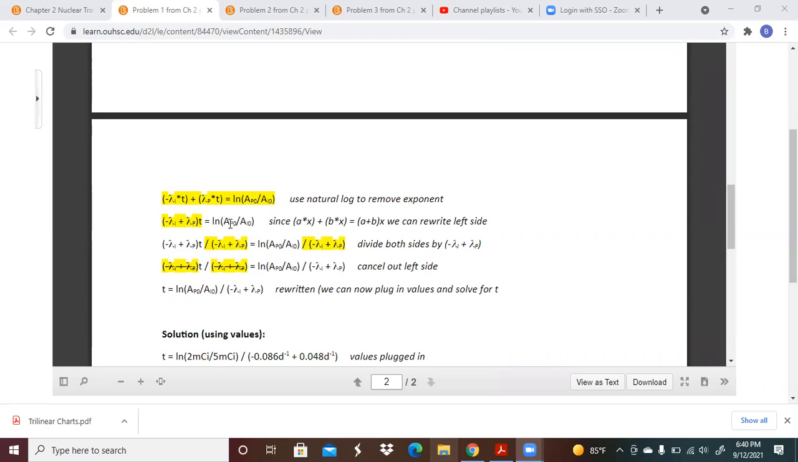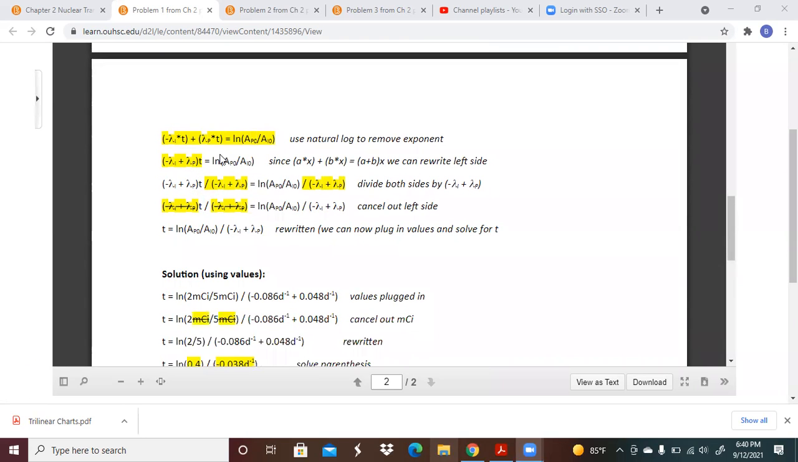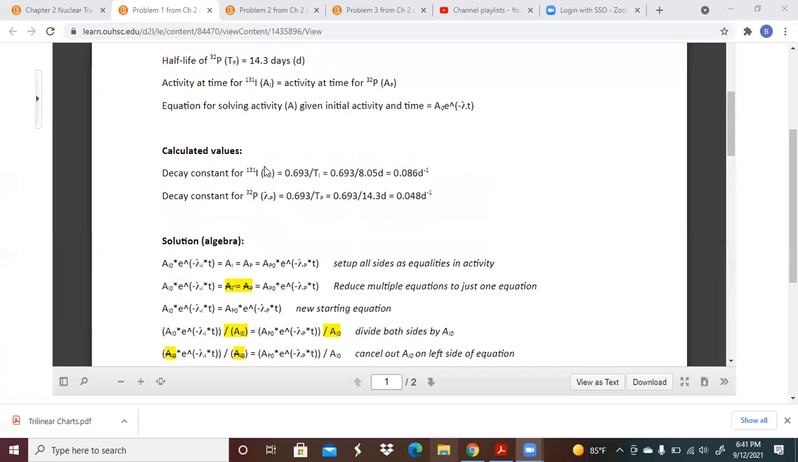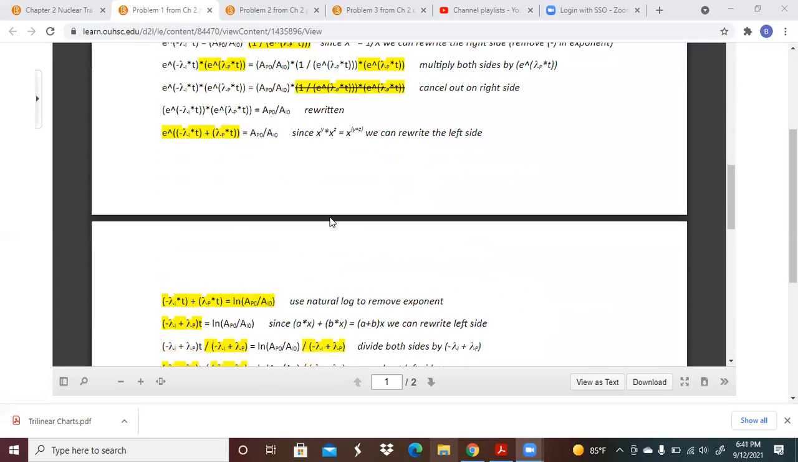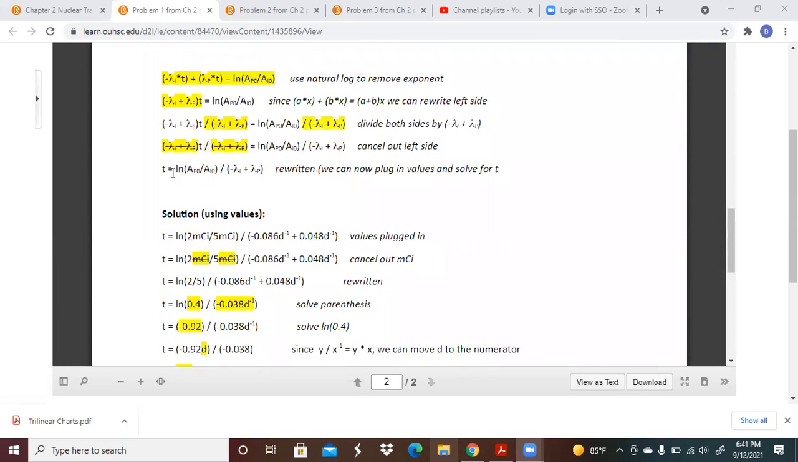And now that we have all of this assembled, we can take a step here of multiplying both sides by the coefficient of the T here. When we do that, we have to do it to both sides. That means it disappears over here, and we're left with time, which is what we're looking for, because the question was, when will these two have equal activities? So we were looking for the time, and it's times all of this garbage over here.